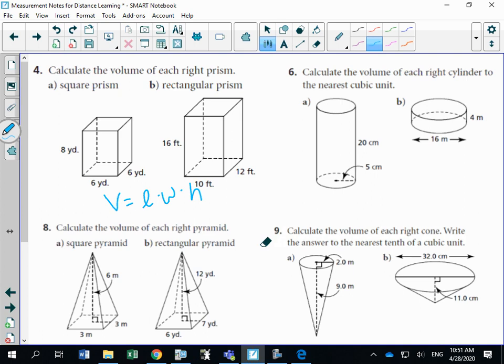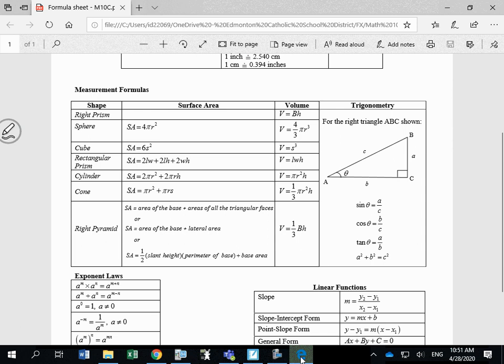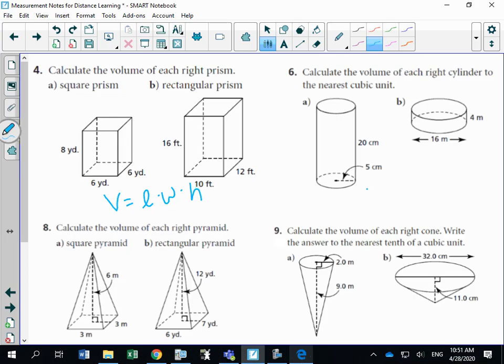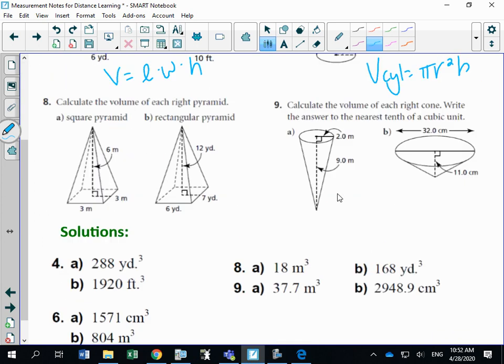Your cylinder, I'll write for you. So let's write the formula for the cylinder. Pi r squared h. Pi r squared h. That diameter you're going to have to cut in half. So don't use 16, use 8 for the radius. Do number 8, both of these.